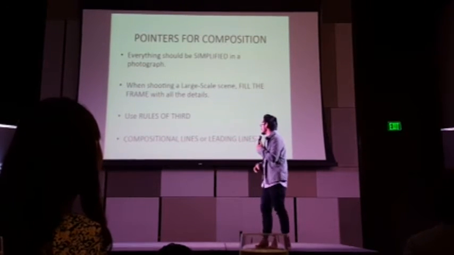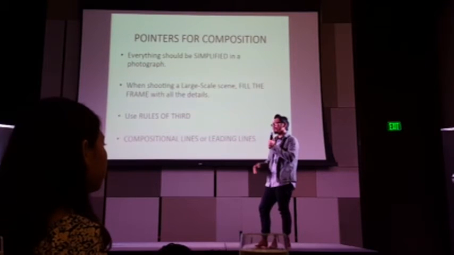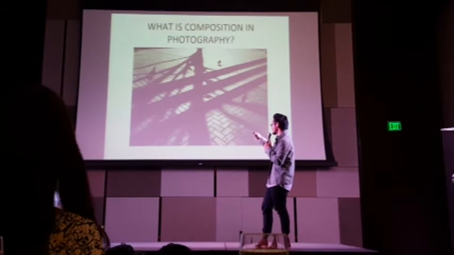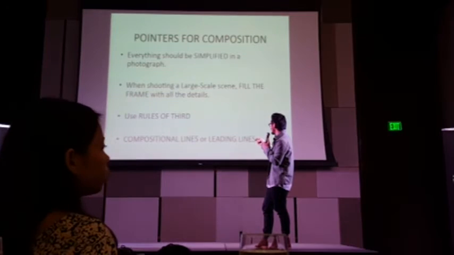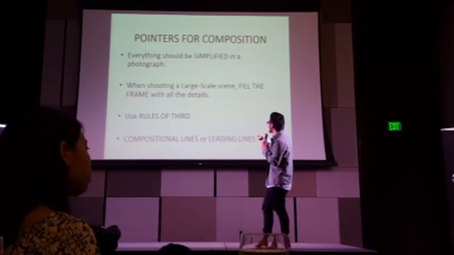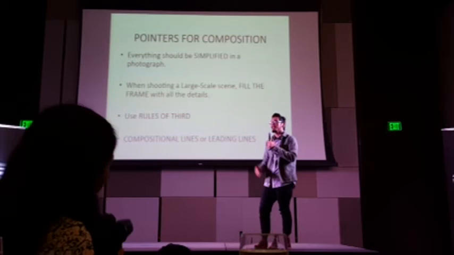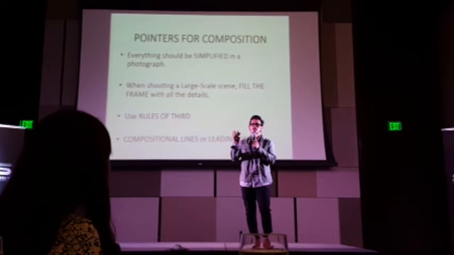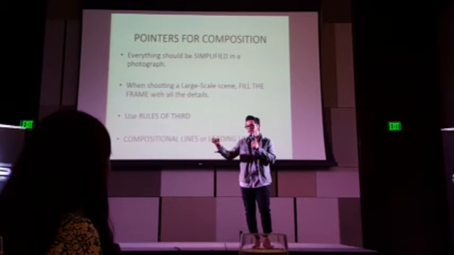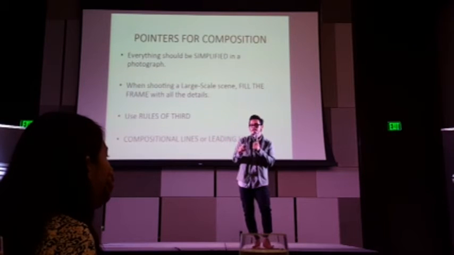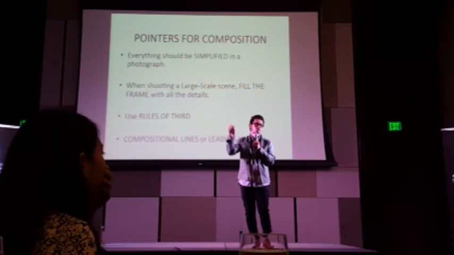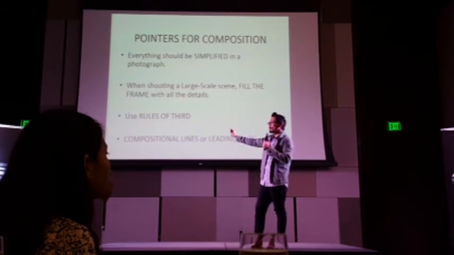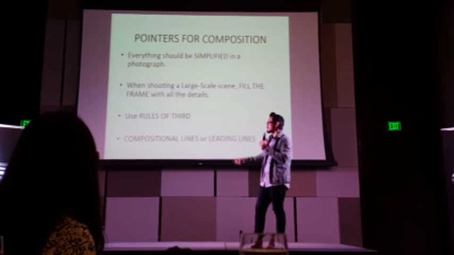Pointers for composition. Like what I said, everything should be simplified in a photograph, like the one I showed you. Then, when shooting a large scale scene, fill the frame with all the details. For example, you're shooting a building in a nice view. You have to shoot the subject, like the building, and then show how big the view is or how big the building is.